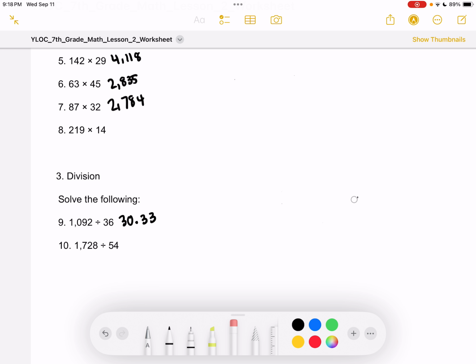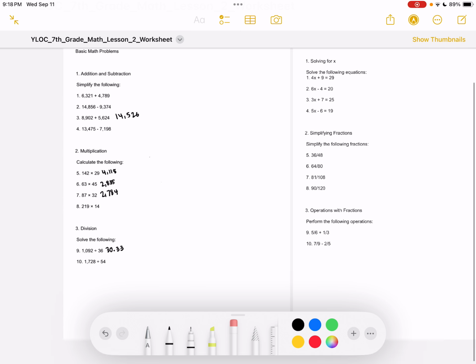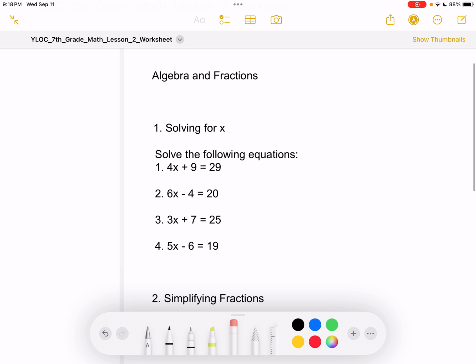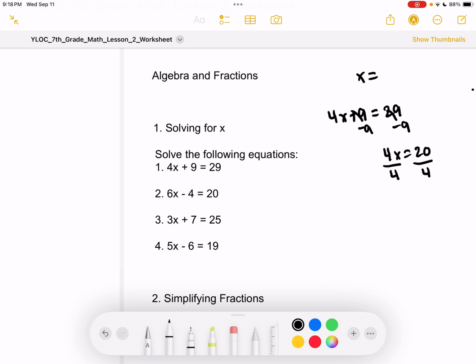Okay, so now I'll move on to the next section, which is algebra and fractions. So our first problem is 4x plus 9 is equal to 29. So we want to isolate x to equal something. So we would subtract 9 on both sides. And that will give us 4x is equal to 20. And we want x by itself, so we divide by 4. And that would give us x is equal to 5.